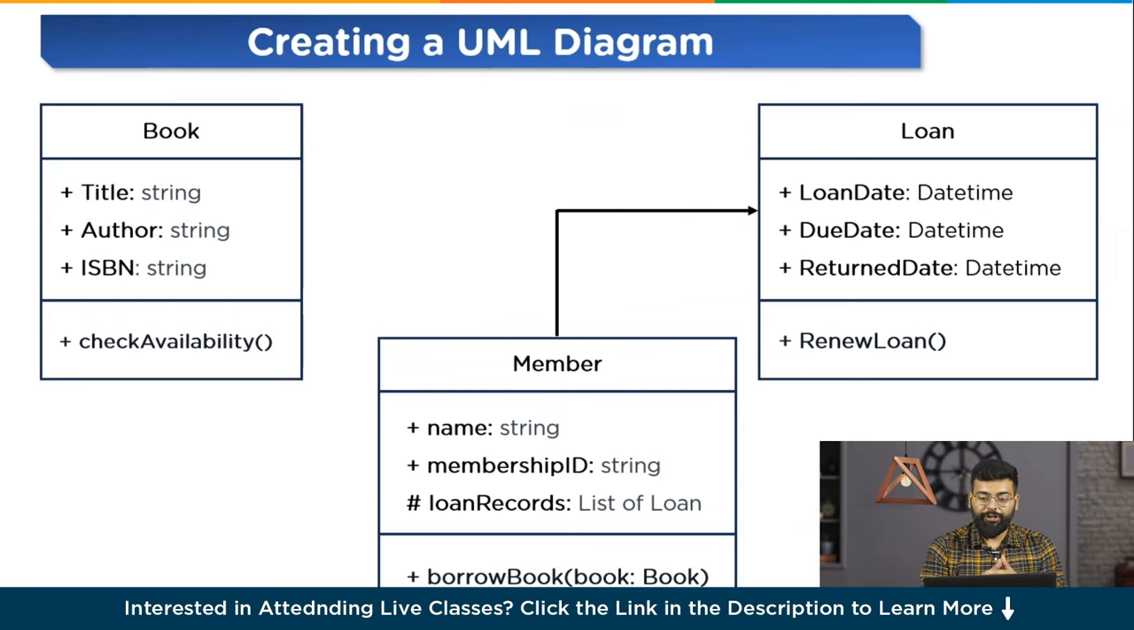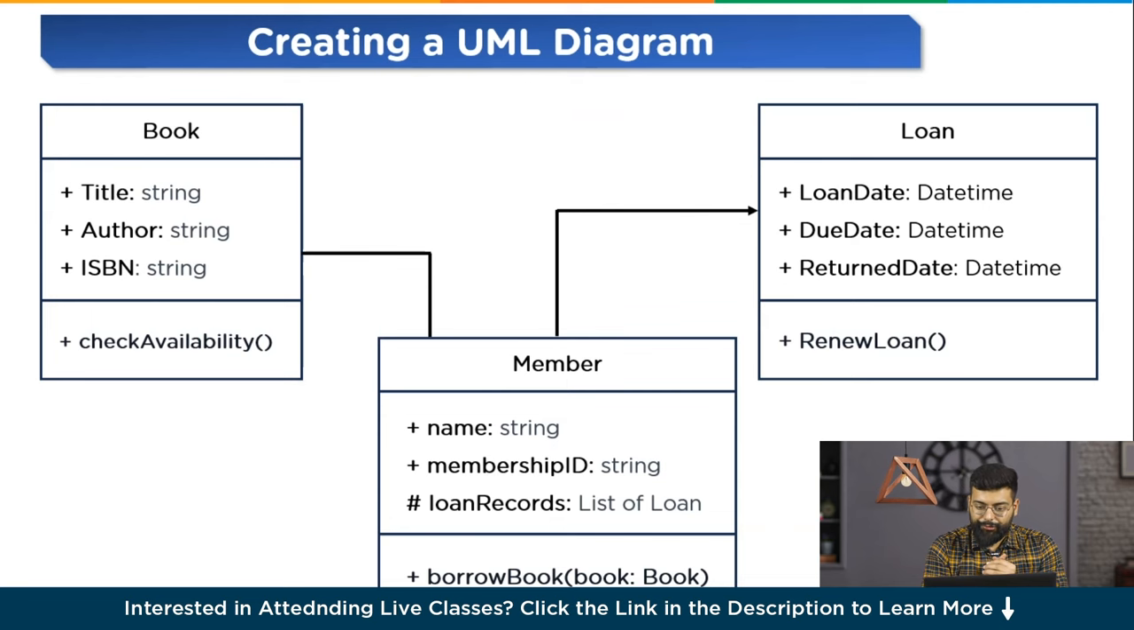First we'll see the association between Member and Book class. This association is represented by the borrow book operation in the Member class, which indicates that a member can borrow a book. In the UML diagram, this would typically be shown as a line connecting the Member and Book classes. The nature of this association can be further detailed with multiplicity, which indicates how many instances of one class can be associated with one instance of the other class. For example, a member can borrow multiple books and a book can be borrowed by multiple members. So for that, we have associated both the Book and the Member class.